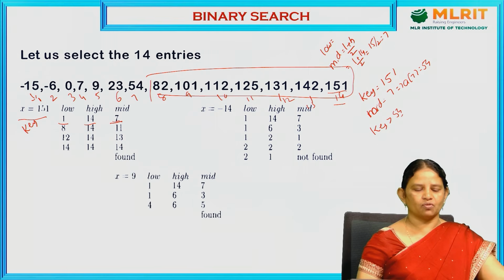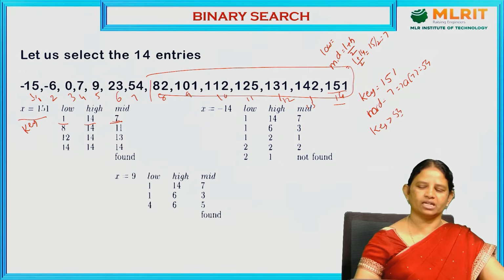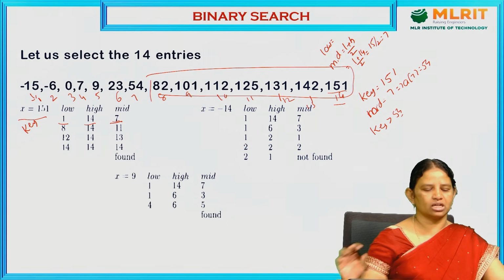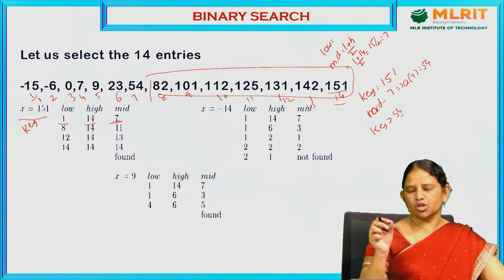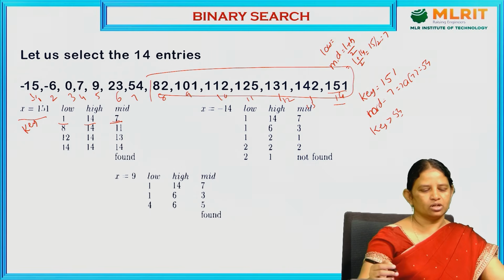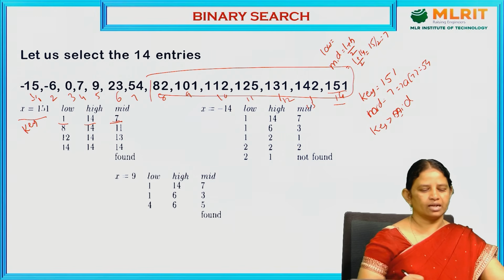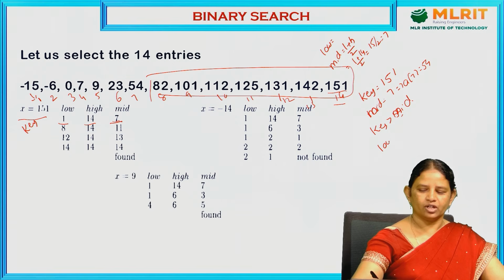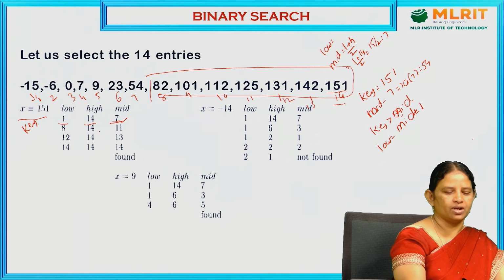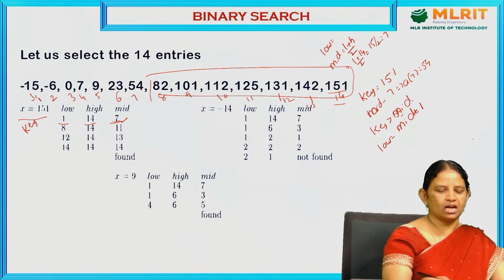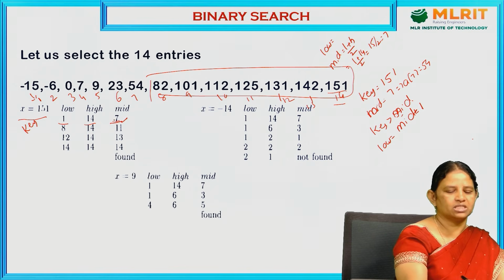So in the case of the right sublist, if the key element is greater than the mid element, concentrate on the right part. One more condition: if key is greater than mid, then low equal to mid plus 1. That means initially mid value is 7, so low equal to mid plus 1 means 7 plus 1 is 8. High is 14 only.